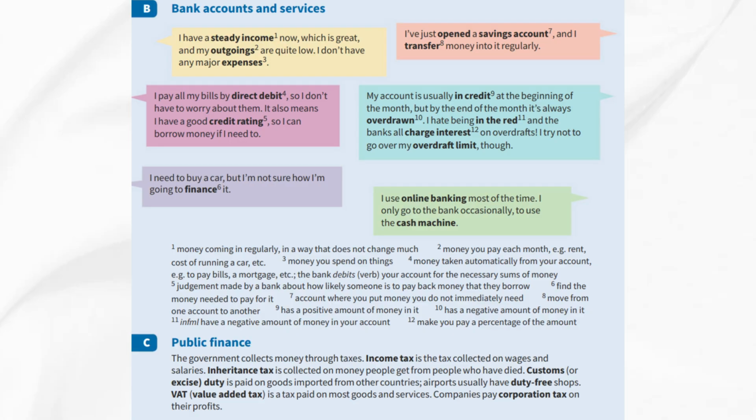Public finance. Finally, let us look at public finance, how the government collects money. The government collects money through taxes. Income tax is collected on wages and salaries, the money people earn from work. Inheritance tax is collected on money people get from people who have died. Customs duty, or excise duty, is paid on goods imported from other countries. Airports usually have duty-free shops where you do not pay this tax.